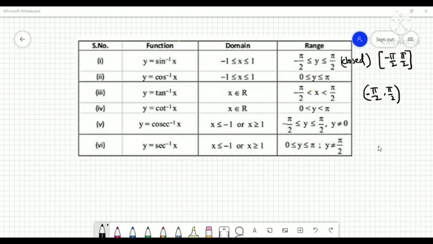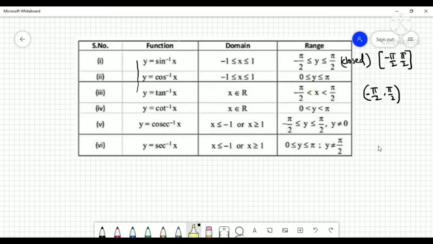Do you know what the domain and range of the trigonometric functions sine, cos, tan are? But what are the domain and range of the inverse trigonometric functions? It is very important for the 1 mark. Among these six, one is very important. Any one they will ask for the 1 mark question.